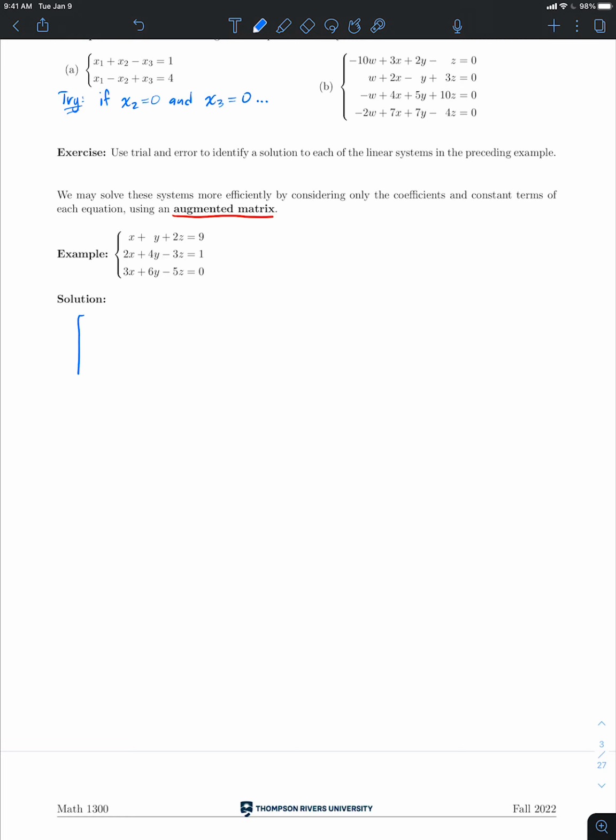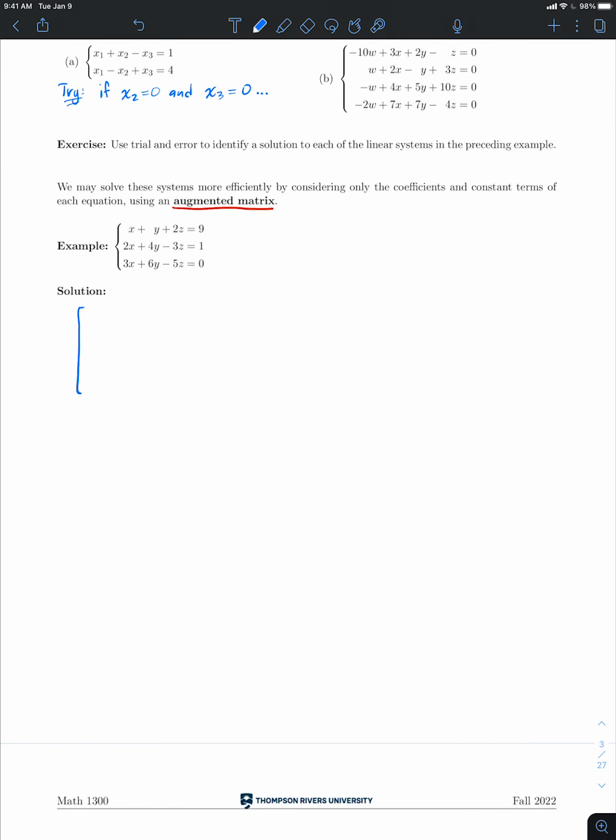It's a two-dimensional array, or a box of numbers, however you prefer to think about it, and I just do it this way. Let's just look at the first equation. The coefficient of x is a 1, the coefficient of y is also a 1, the coefficient of z is a 2, and the constant term is a 9. So notice I'm just writing those numbers down and ignoring everything else temporarily. Then for the second equation, the coefficients of x, y, and z are 2, 4, negative 3, and the constant term is 1. Then for the third equation, the coefficients are 3, 6, and negative 5, and the constant term is 0.